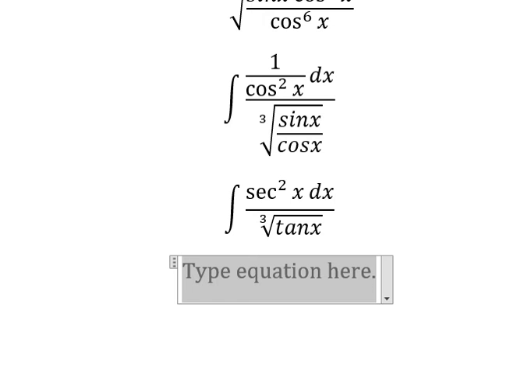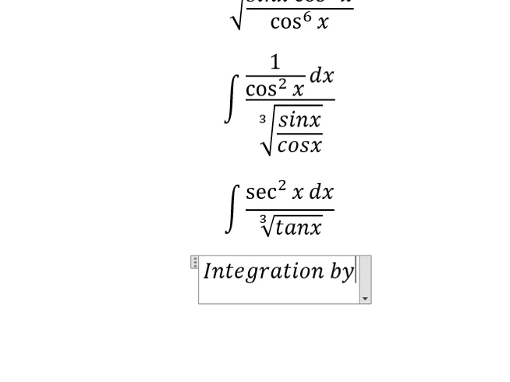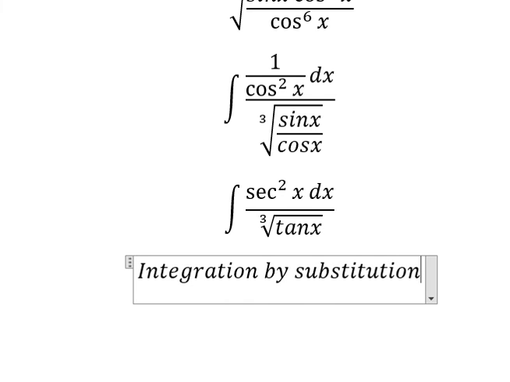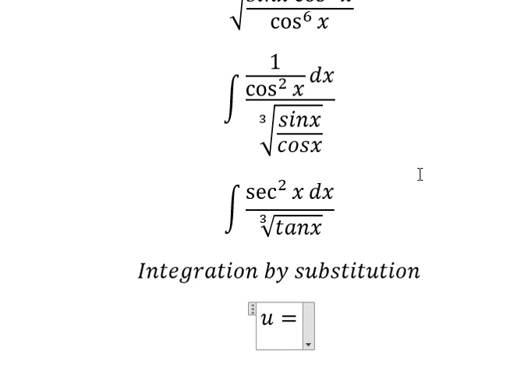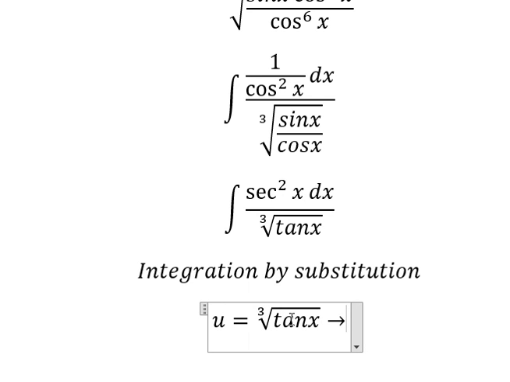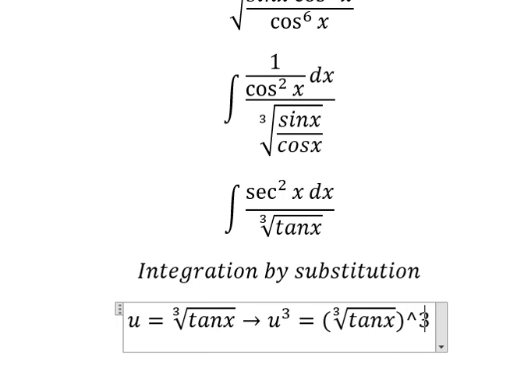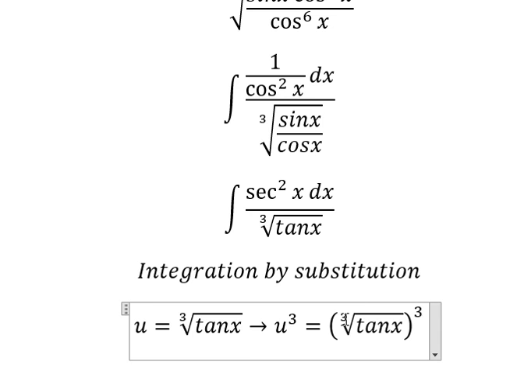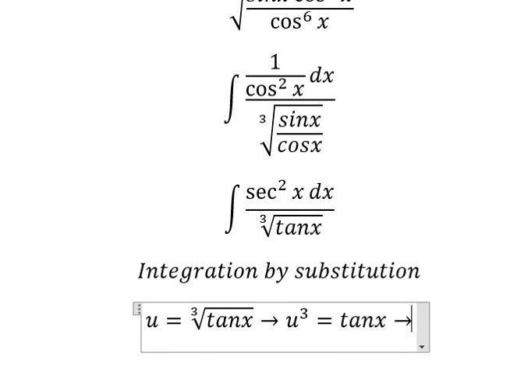Next, we need to use about integration by substitution. So I will put about u equals to this one. Later that we put the power 3 for the both side to cancel about the cubic root. So you got about tan s.